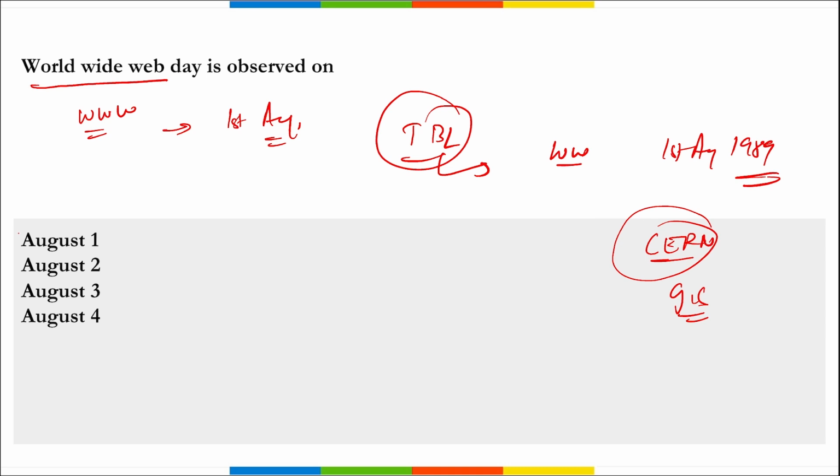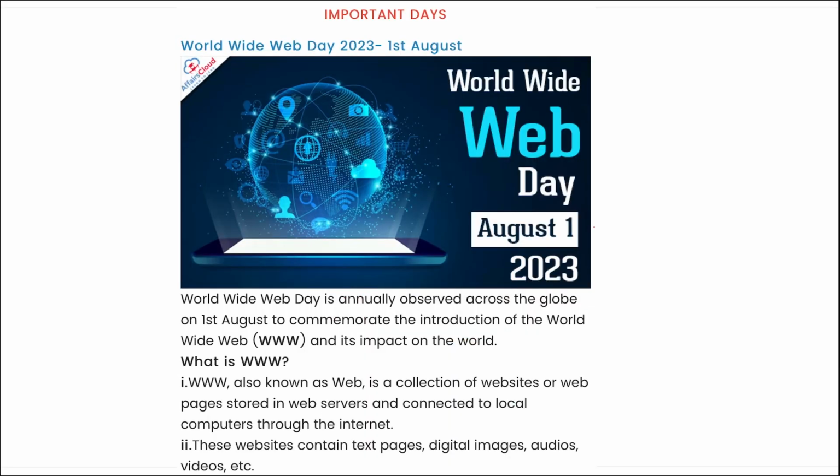Next, if a question is asked when was the first time the first website went live on the internet, so it was on 6th of August in 1991, right, which was hosted on Tim Berners-Lee's computer, and it was the first website that went live there. Correct? So World Wide Web Day, remember, is observed on 1st of August.